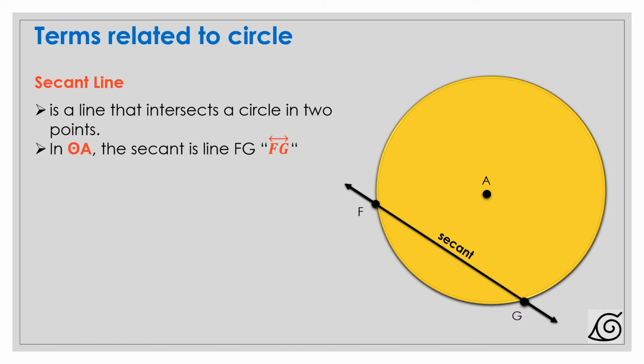And in here, in circle A, the secant is line FG. Line FG. In symbol, ito po yan. So, syempre, alam naman po natin ang rules. Pwede pong magpalit po iyan.